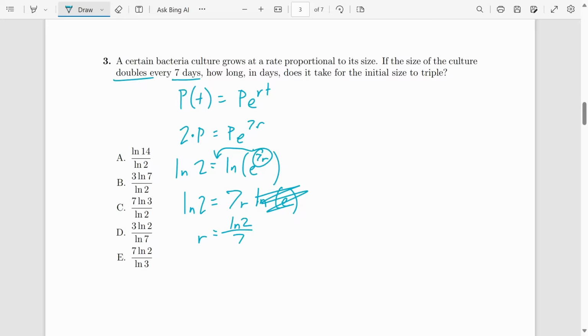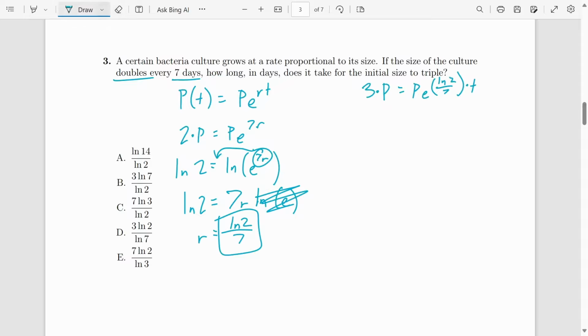That's just the variable that we have now, and using it, we can go ahead and solve for what we're actually supposed to find, which is how long it takes for the population to triple. So setting up a new equation, we want the population to triple, so we're going to do 3 times p on the left. That's going to equal the principal times e to the r. So r we found now. That is ln 2 over 7. And this is all times t. And this t is what we're trying to find. We're trying to find how long in days.